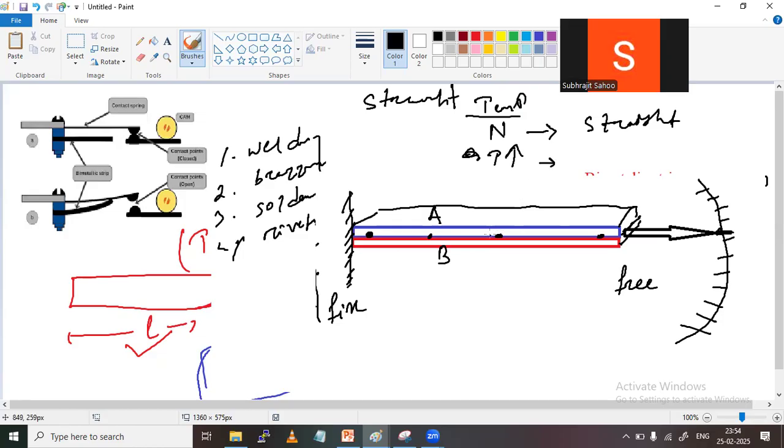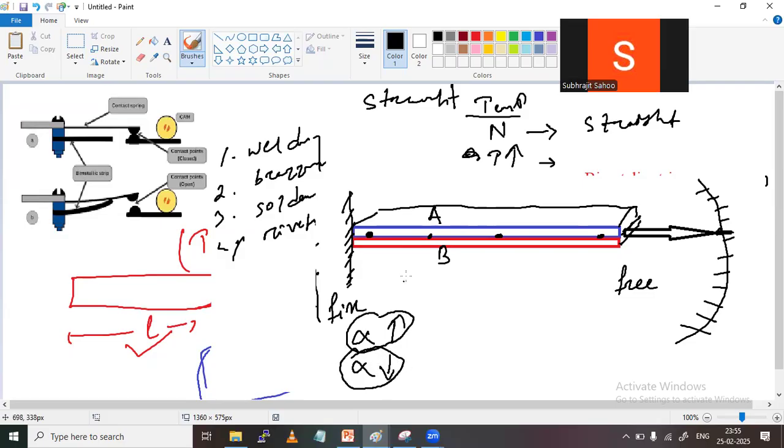If the temperature is increased, out of A and B, definitely one metal has a more alpha value and the other metal has a less alpha value in comparison. So if the temperature rises, what will happen? The metal having more alpha value will try to deform very fast, and the metal having lower alpha value will try to deform late.